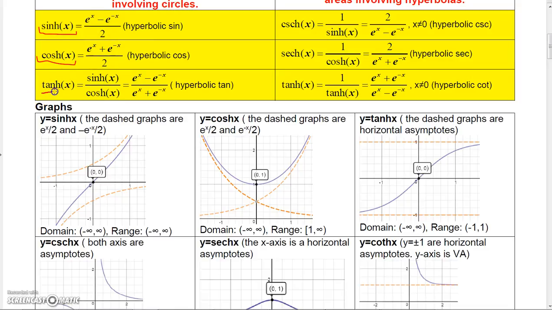Now to get hyperbolic tangent, it turns out that hyperbolic tangent is the same as hyperbolic sine over hyperbolic cosine. So if you took the first expression up here, e to the x minus e to the minus x over 2, and divided it by this, e to the x plus e to the minus x over 2, you're going to get e to the x minus e to the minus x over e to the x plus e to the minus x. And that's your hyperbolic tangent representation.